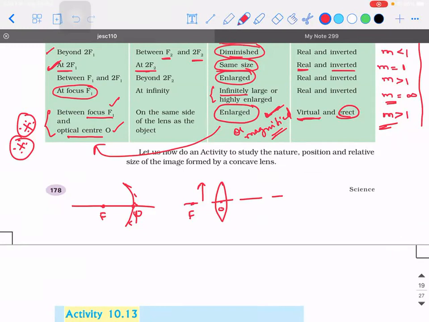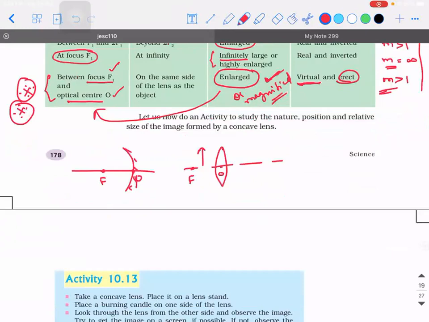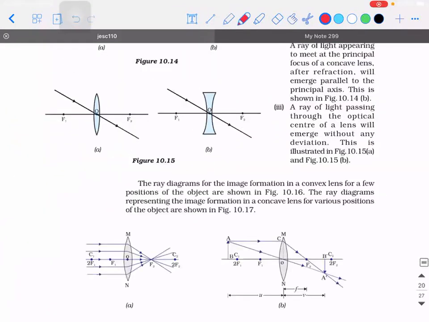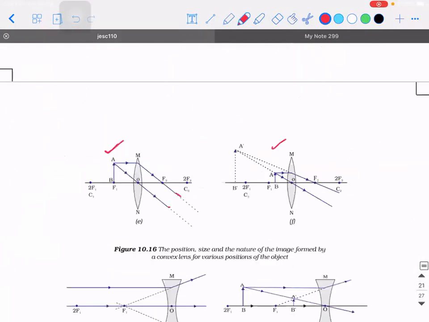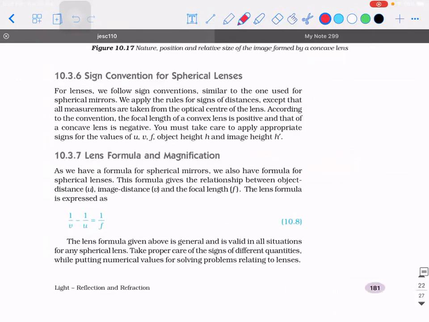So give me a confirmation. I hope everybody is comfortable with ray diagrams, right? You guys can draw it if they ask you. Yes, sir. That's enough. Okay. And you need to know the table as well.